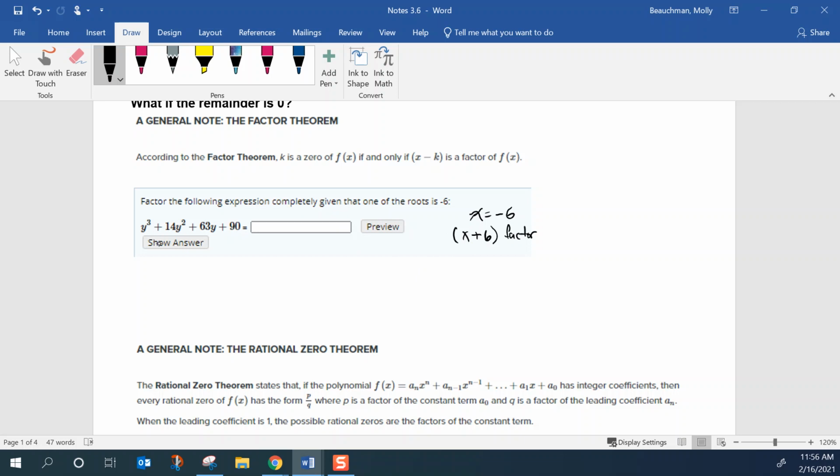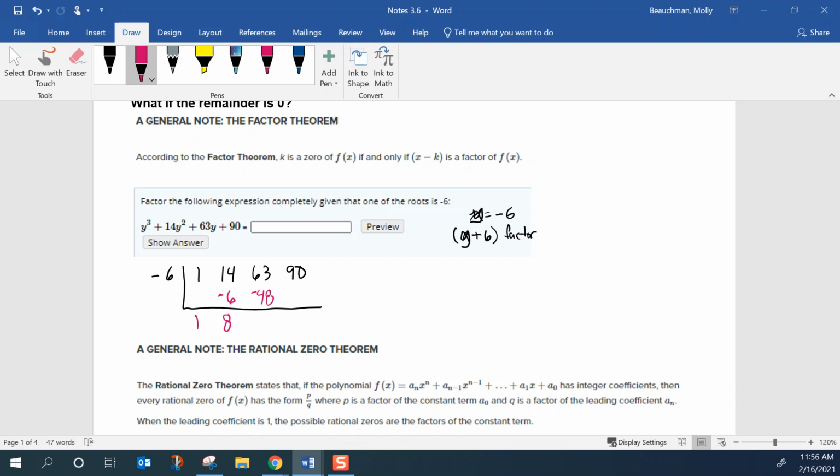So using synthetic division, I should use y because that's the appropriate variable here. We're going to take 1y to the third, 14y squared, 63y, 90, and we're going to divide it by y plus 6, since the root is negative 6, so we put a negative 6 on the outside. Carry down the 1. 1 times negative 6 is negative 6. 14 minus 6 is 8. Negative 6 times 8 is negative 48.